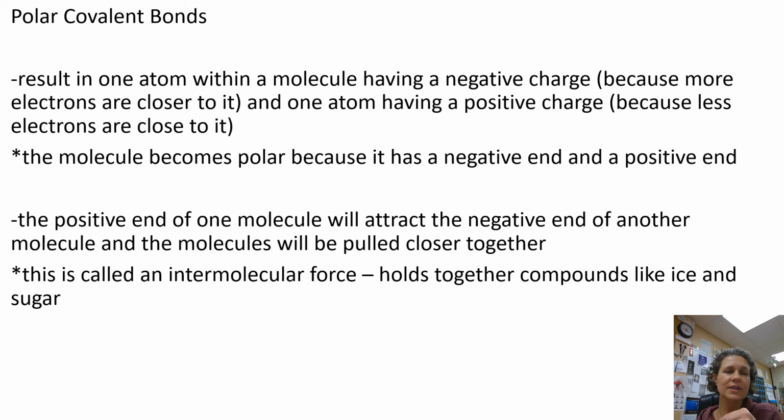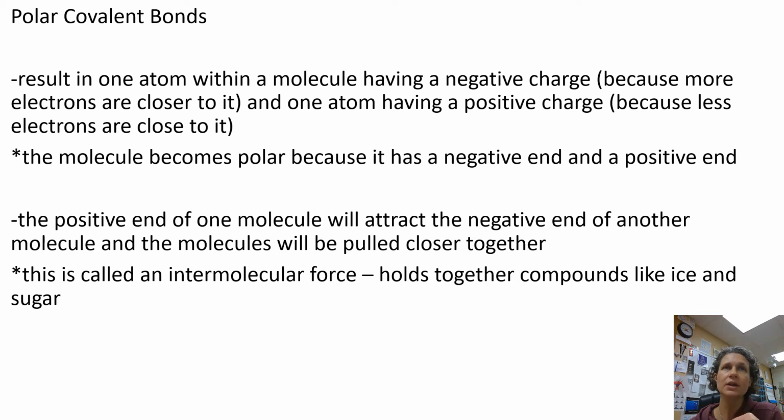Okay, so with this polar covalent bond, I may have already said all of this: you end up with one atom that has more of the electrons. If it has more electrons, that means it has a negative charge. Electrons have a negative charge. And then you have one atom that has a positive charge because it has fewer electrons closer to it. So you have a positive and a negative region, and that's where we get the word polar. It's like the North Pole or the South Pole. You have this positive, negative, like a magnet.